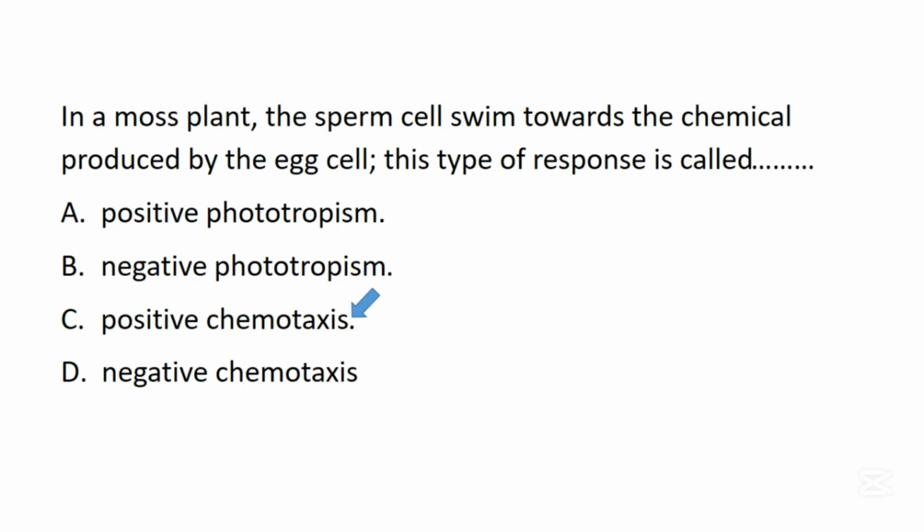Chemotaxis is a situation whereby an organism or cell moves its whole body towards or away from chemical. So when an organism or a cell moves towards the direction of chemical, that type of response is called positive chemotaxis. But if an organism or a cell moves away from chemical, that type of response is known as negative chemotaxis.